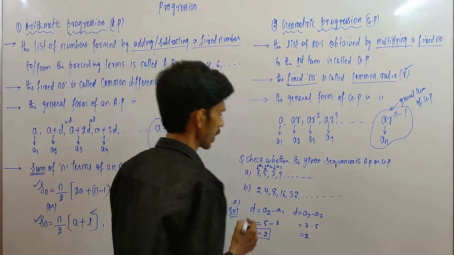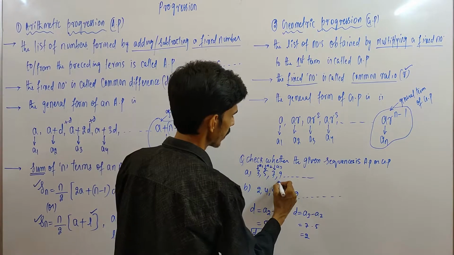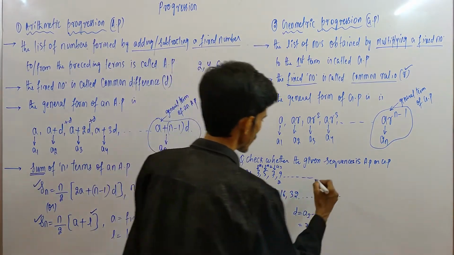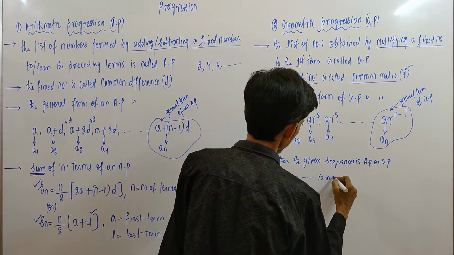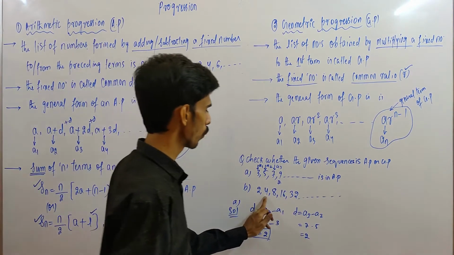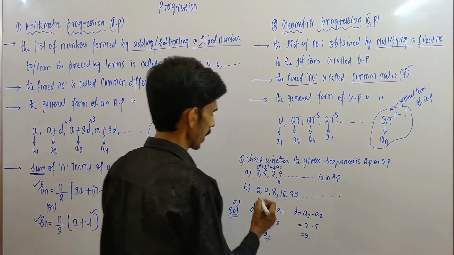We have 2. Similarly, if I subtract 9 minus 7, we will get 2. So we have a common difference. So this sequence is in arithmetic progression. Similarly, we have 2, 4, 8, 16, 32.